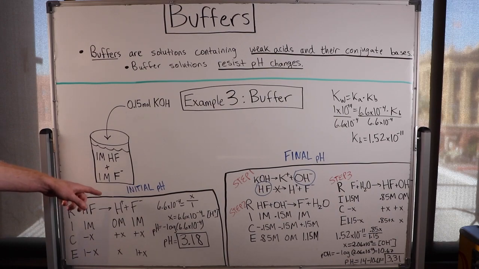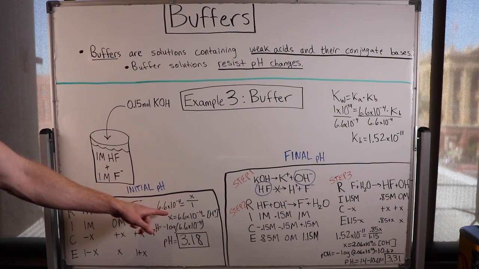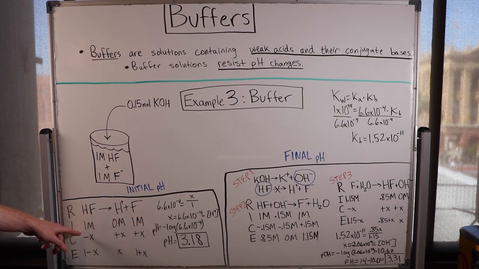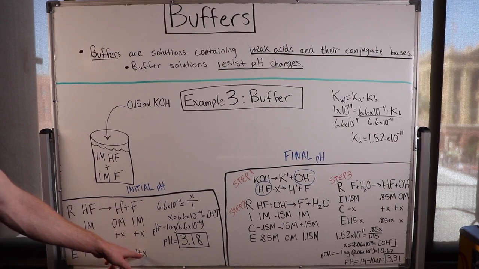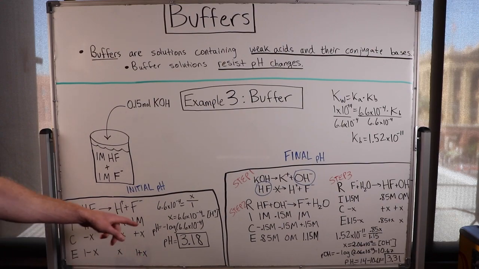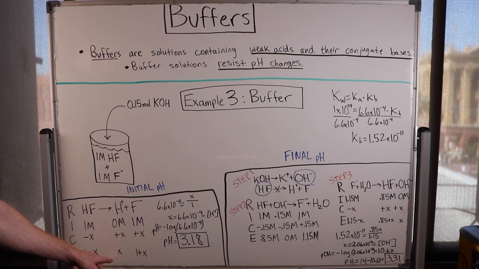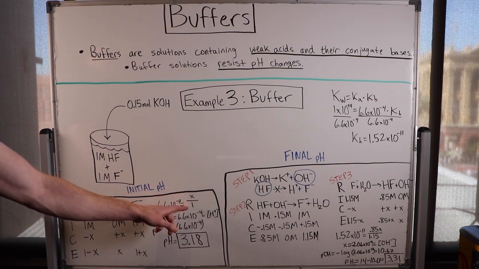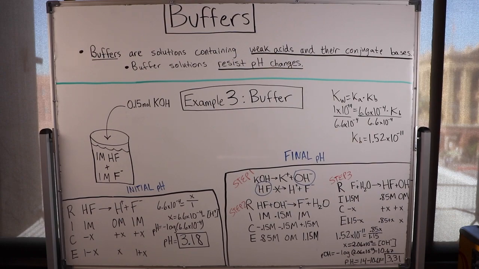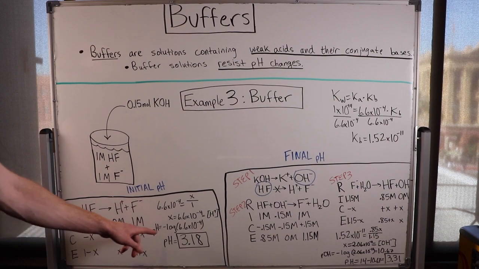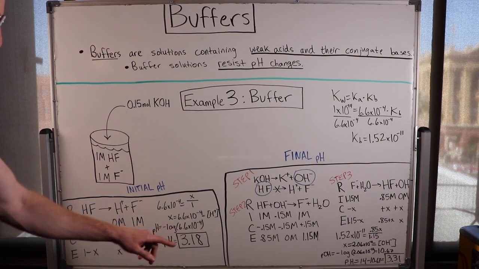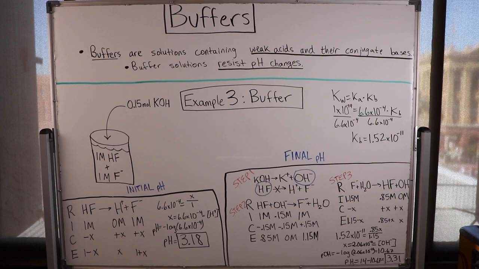And we already know from the last example that the Ka of hydrofluoric acid is 6.6 times 10 to the negative 4. And in this case, if we multiply that by 100, that is less than 1, so we can use our shortcut rule. So I'll ignore this plus x and this minus x. So this will leave me with x over 1 for my products over reactants. And then when I solve for x, look what I'll get, the hydrogen concentration. So when I take the negative log of that, I'll get pH equals 3.18. So that's our initial pH.